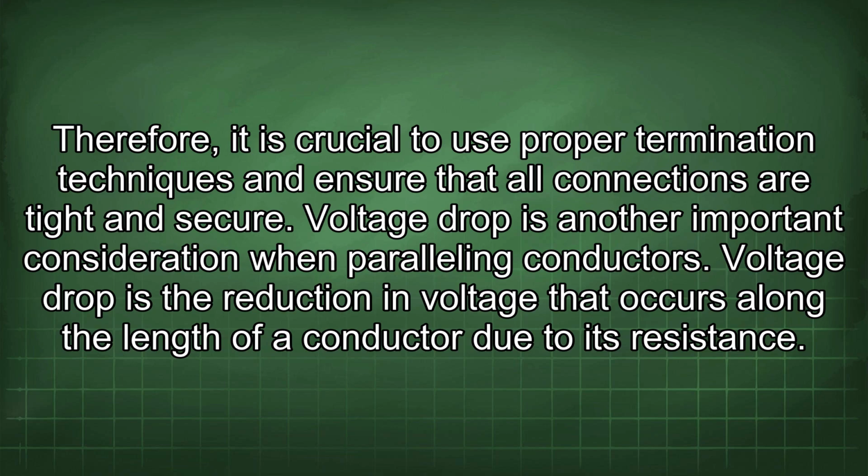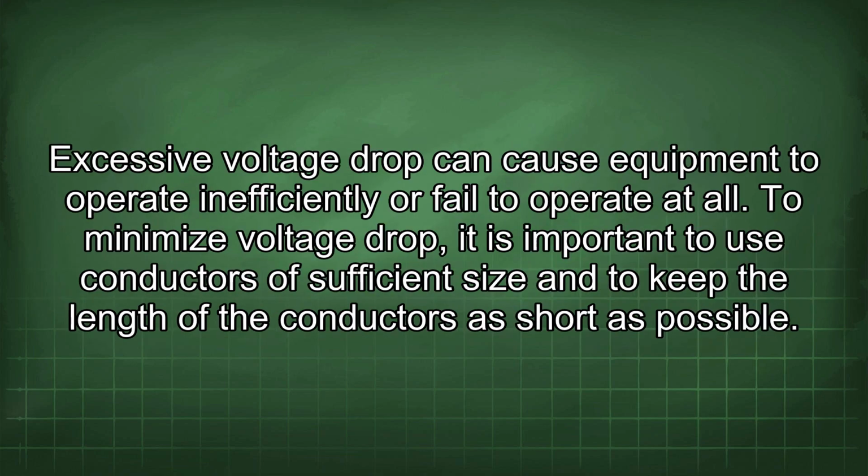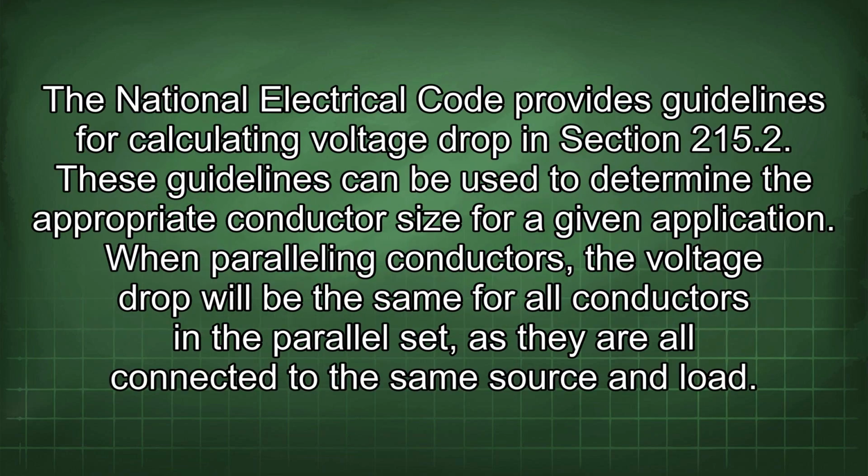Voltage drop is another important consideration when paralleling conductors. Voltage drop is the reduction in voltage that occurs along the length of a conductor due to its resistance. Excessive voltage drop can cause equipment to operate inefficiently or fail to operate at all. To minimize voltage drop, it is important to use conductors of sufficient size and to keep the length of the conductors as short as possible. The National Electrical Code provides guidelines for calculating voltage drop in Section 215.2. These guidelines can be used to determine the appropriate conductor size for a given application.